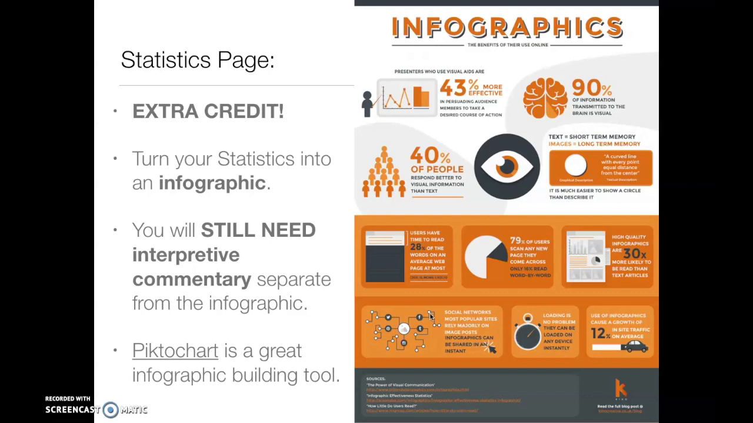One really cool tool for creating infographics is Piktochart. So if you are interested in this option of a little bit of extra credit to do your statistics page in this form, check out Piktochart. It's a really, really good infographic building tool. I've definitely used it. It's awesome.